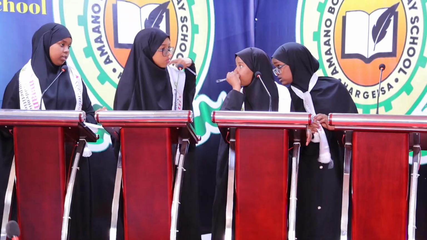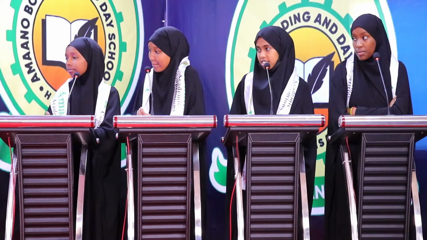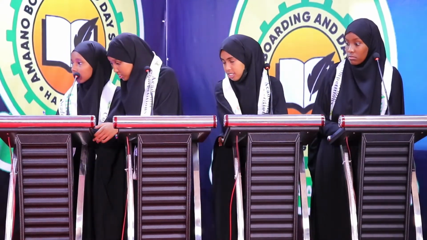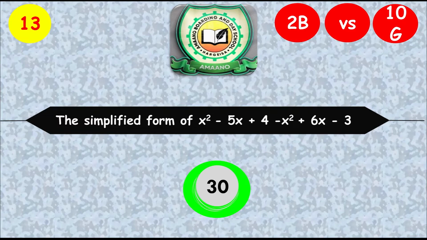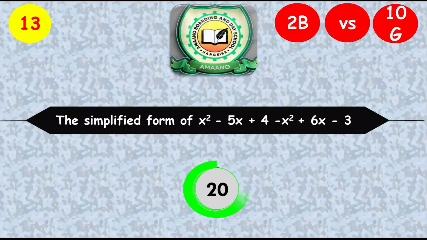Okay. Year 10? 13. Number 13. Simplify x squared minus 5x plus 4 minus x squared plus 6x minus 3. Simplify that. X plus 1, that's correct.